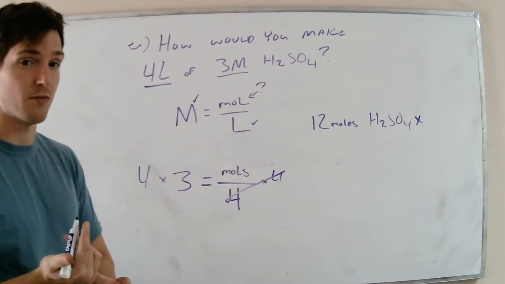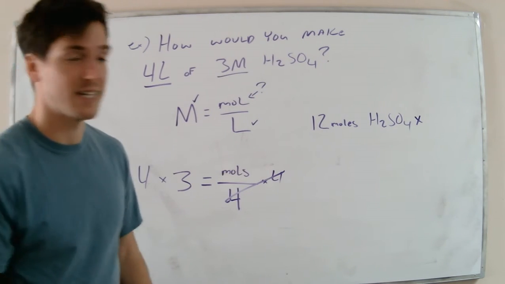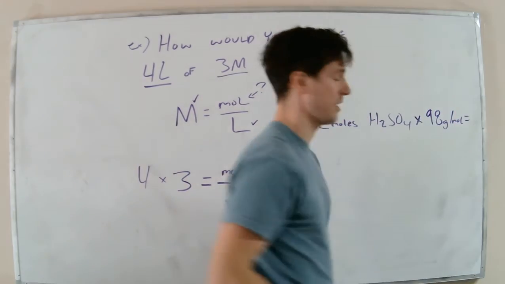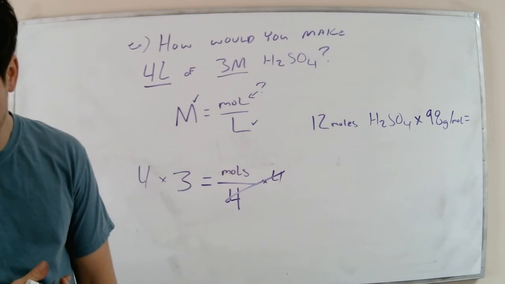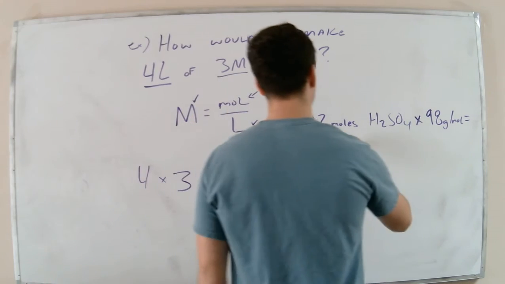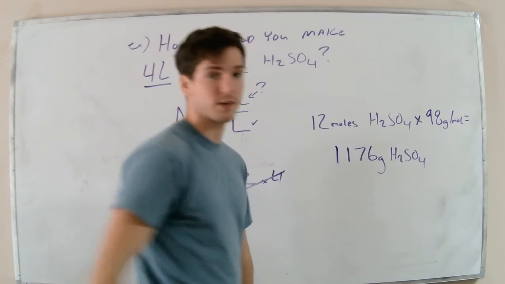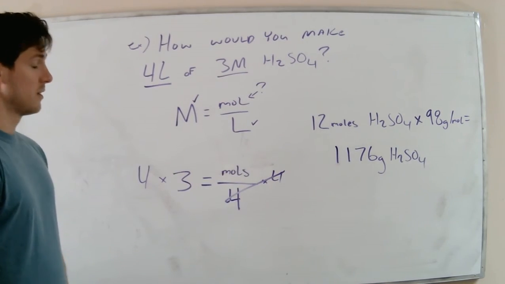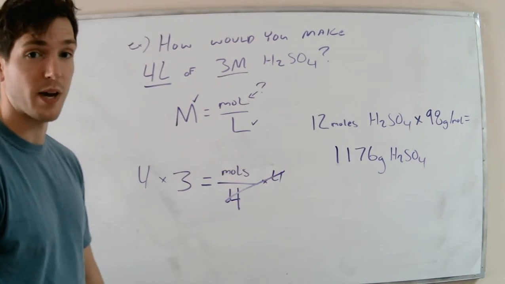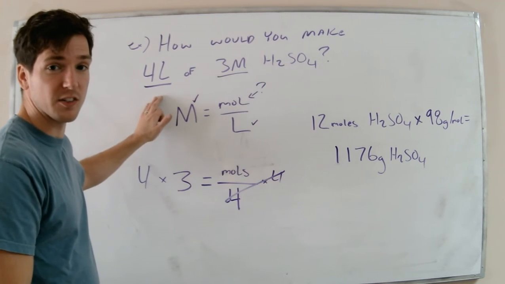Those oxygens are 64, the sulfur is 32, those hydrogens are 2, so that's going to be 98 grams per mole. So I need 12 moles of H2SO4, and that is going to equate to 1,176 grams of H2SO4. So if I want to make this solution, I'm going to need 1,176 grams of H2SO4. And what volume do I want? I want 4 liters worth.